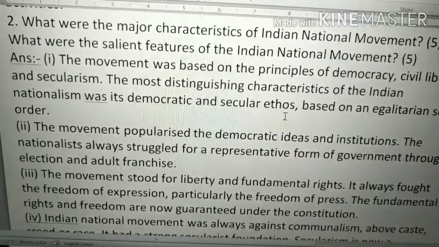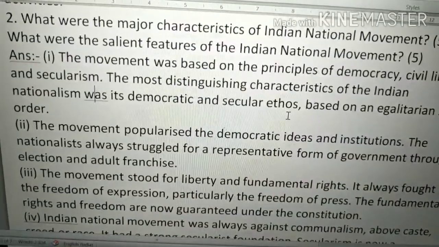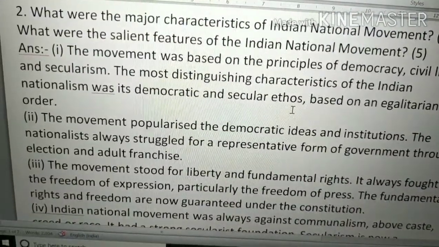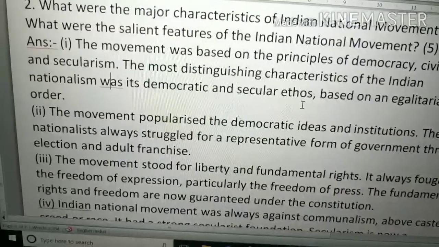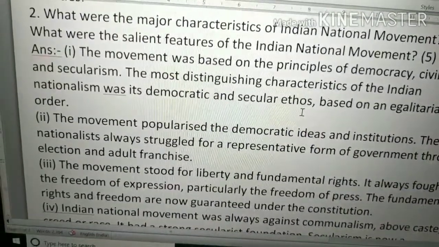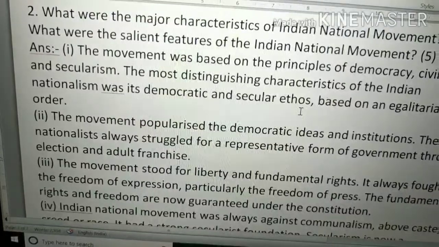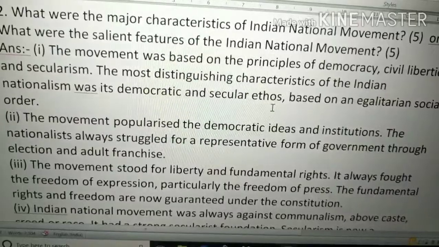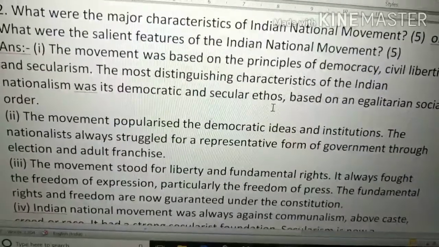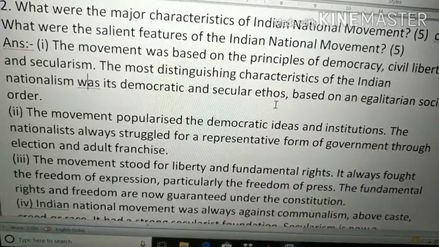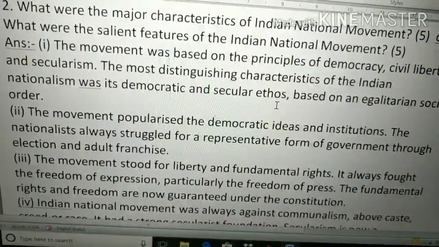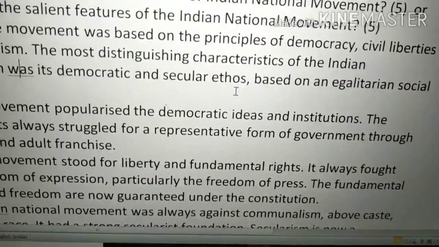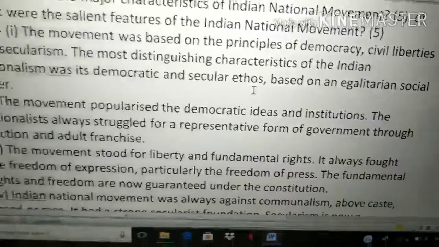What were the major characteristics of the Indian national movement, or what were the salient features of the Indian national movement? Point number 1. The movement was based on the principles of democracy, civil liberties, and secularism. The most distinguishing characteristic of Indian nationalism was a democratic and secular ethos based on an egalitarian social order.